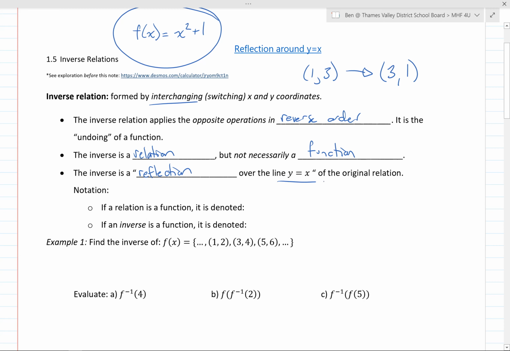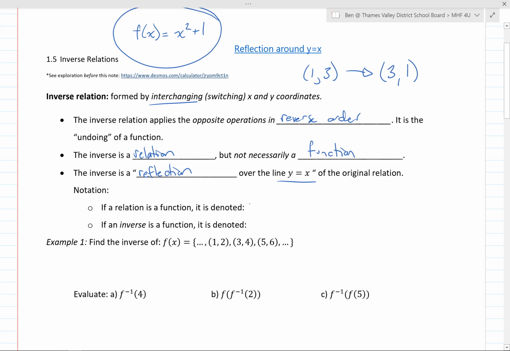Now we've talked already in here about reflections. We've talked about reflecting a function over the x-axis or over the y-axis. We've talked about symmetry, about even symmetry, which is related to a reflection over the y-axis. We've talked about odd symmetry, which is related to a reflection over the origin. But here we're going to be reflecting over the line y equals x, and that is our standard base linear function.